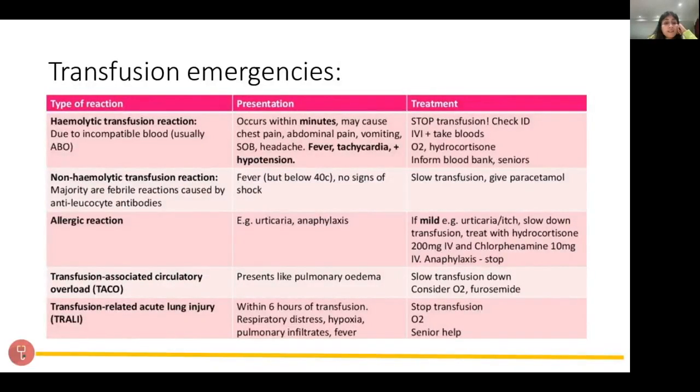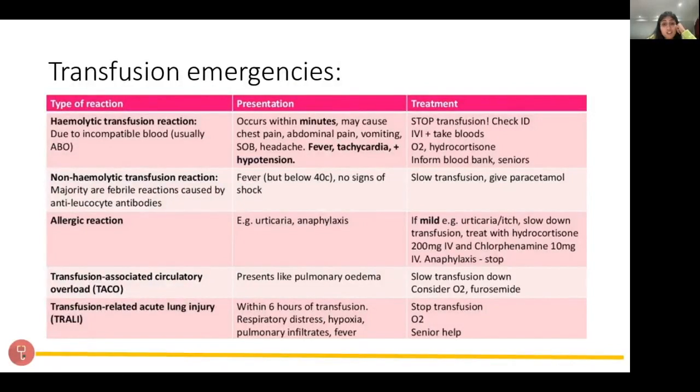And then TRALI. So TRALI presents a lot like acute respiratory distress syndrome. It tends to come on a little bit slower than TACO. And again, does have very similar symptoms. So respiratory distress, hypoxia, pulmonary infiltrates. But like I said, their blood pressure will be either normal or low, and they may have a fever as well.